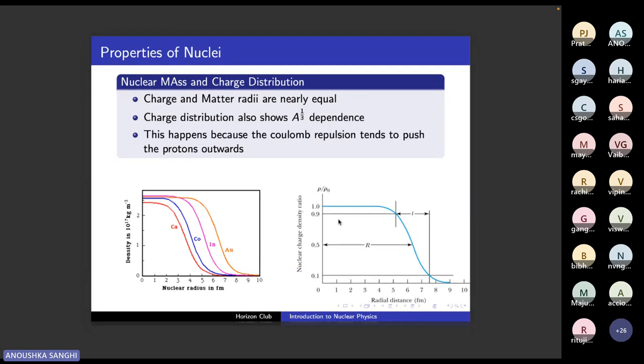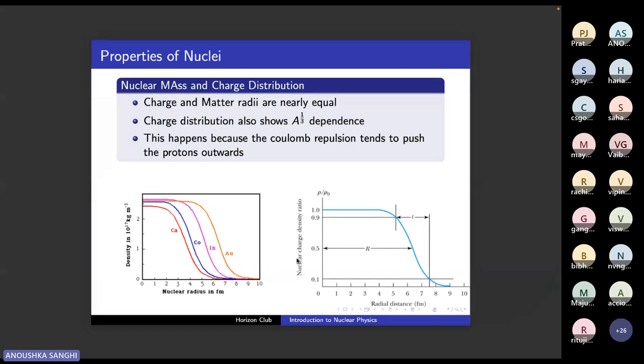Now if we plot this curve, the graph between nuclear charge density and the radius, just like I have told, since the nucleus does not have a sharp boundary, something like this is coming. So the nuclear density falls along a slope near the surface. The explanation for this is that the nucleus does not have a sharp boundary.